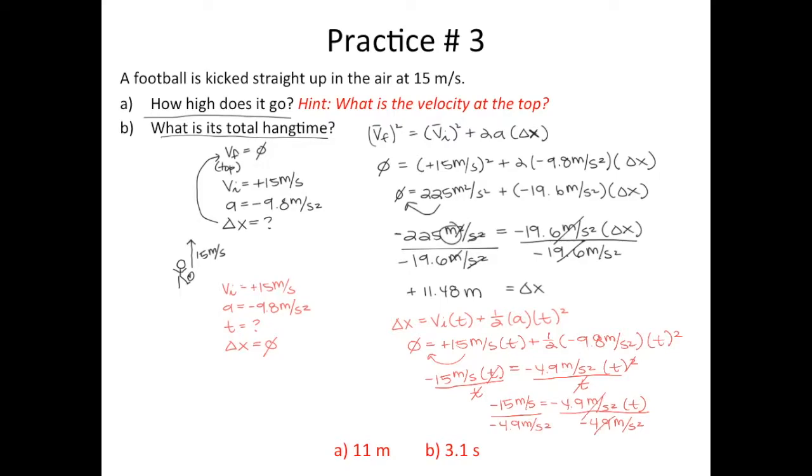Those go away. So my time is 15 divided by 4.9, which is, the negatives cancel, give us positive, which again makes sense for time, so 3.06 seconds. And I rounded my answer to sig figs, so that's why I put 3.1 at the bottom here.